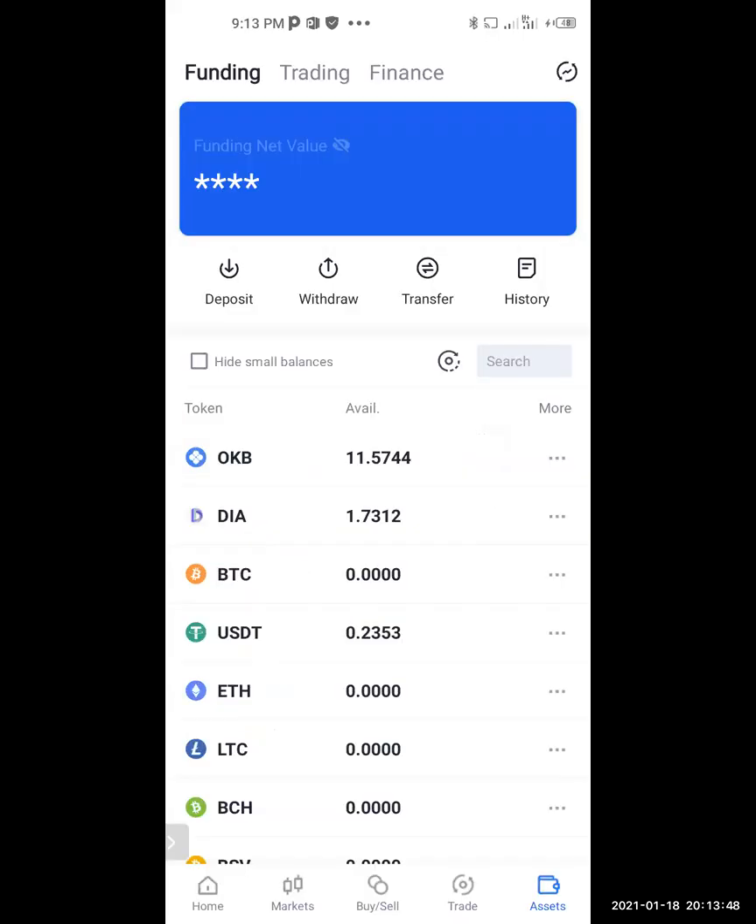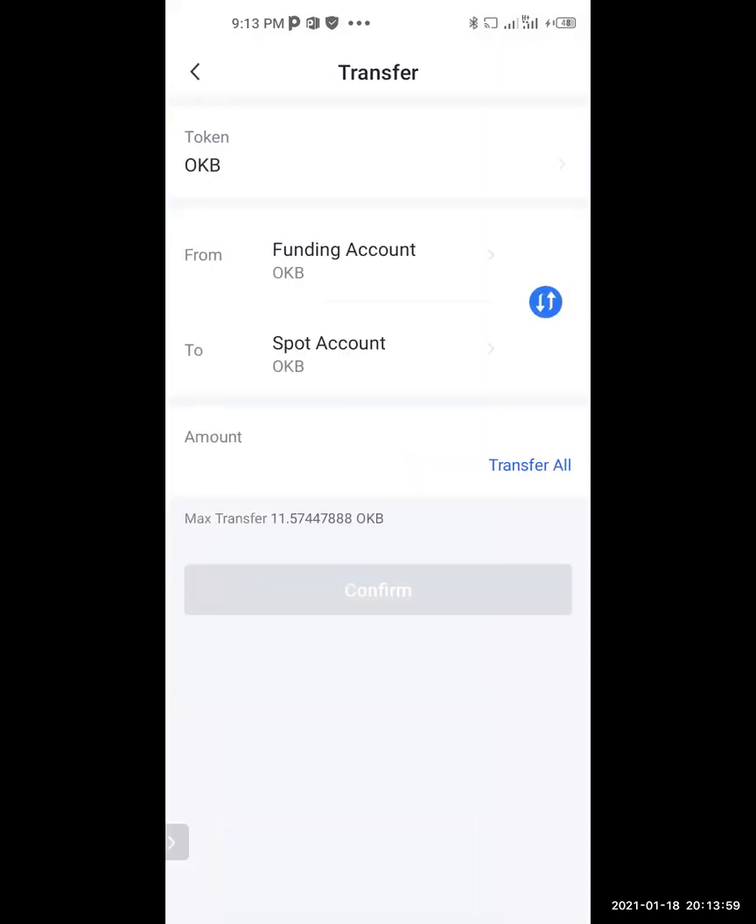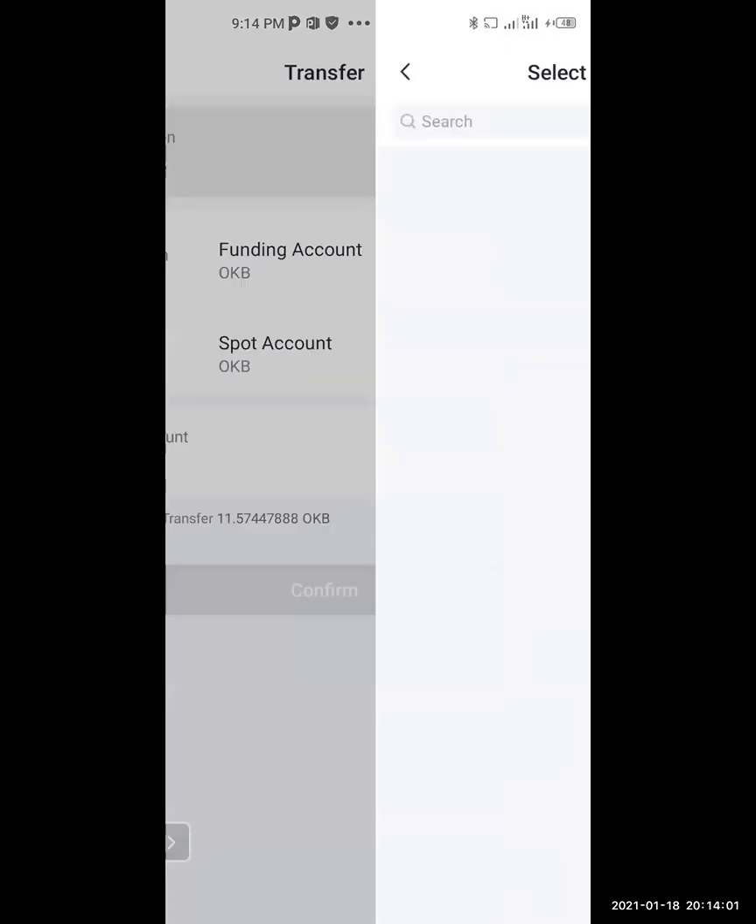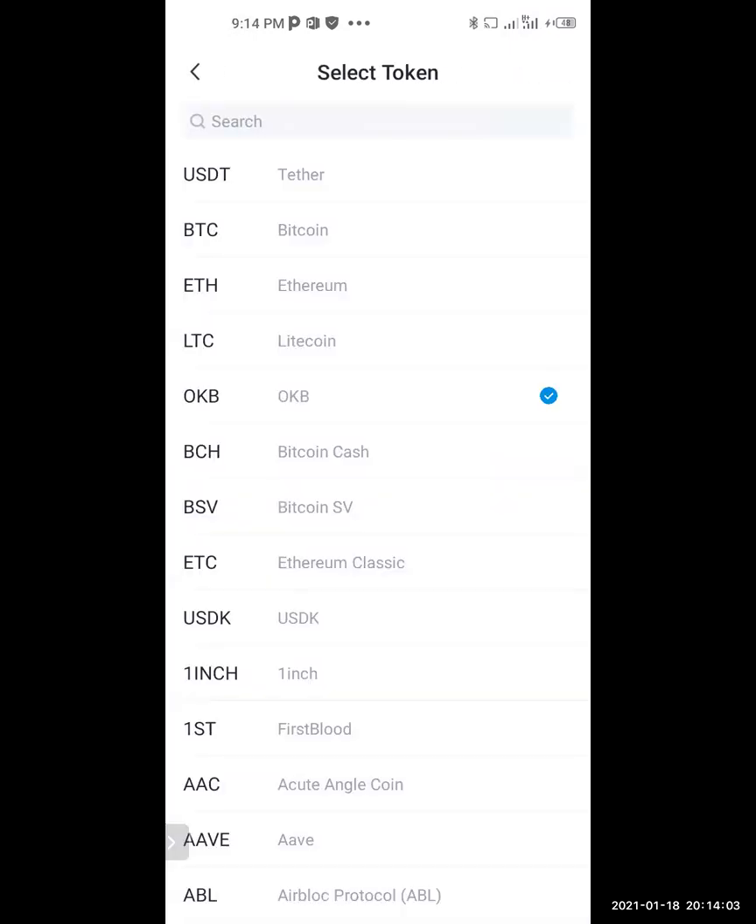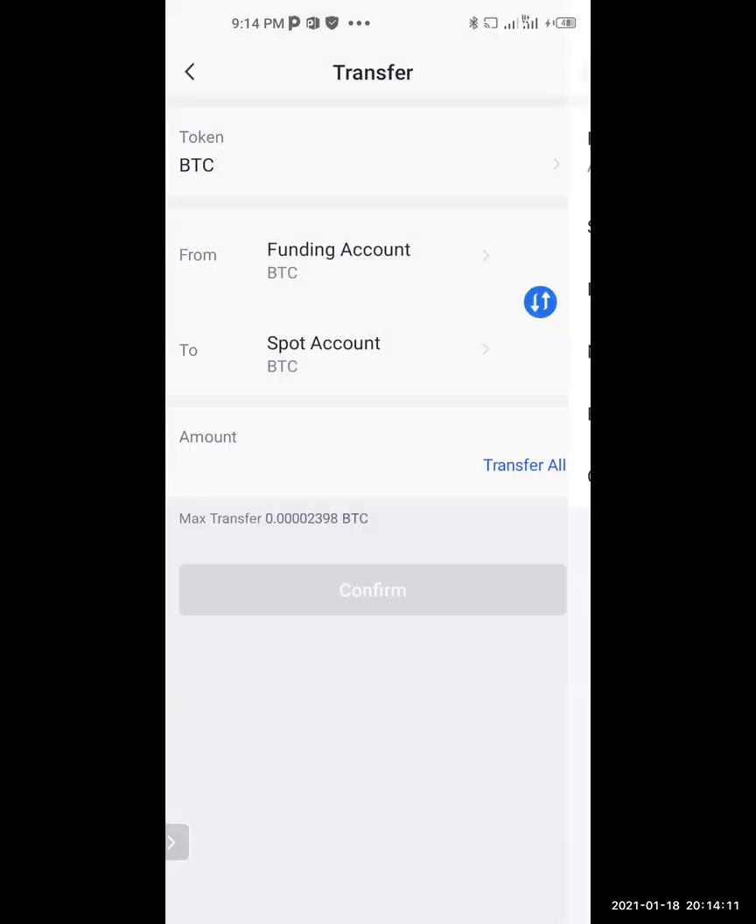When it appears on OKEx after some minutes, you just come to transfer. You select the BTC you sent from Bundle, and you transfer from funding, of course, to spot.